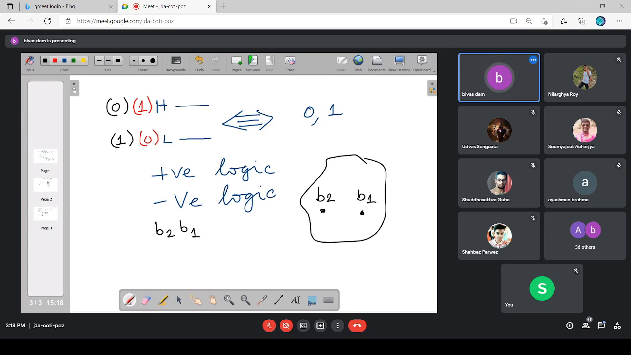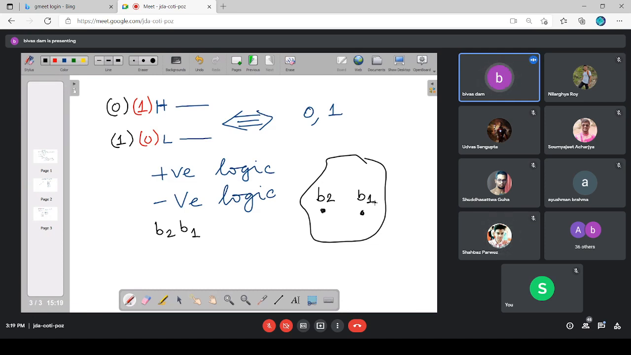Now, normally, if I try to extract some voltage level from one electrical node, that means that node is basically acting as one output signal from a particular circuit, isn't it?